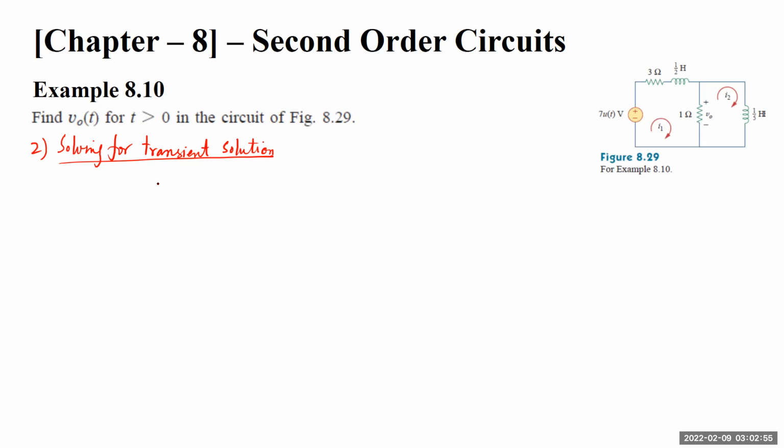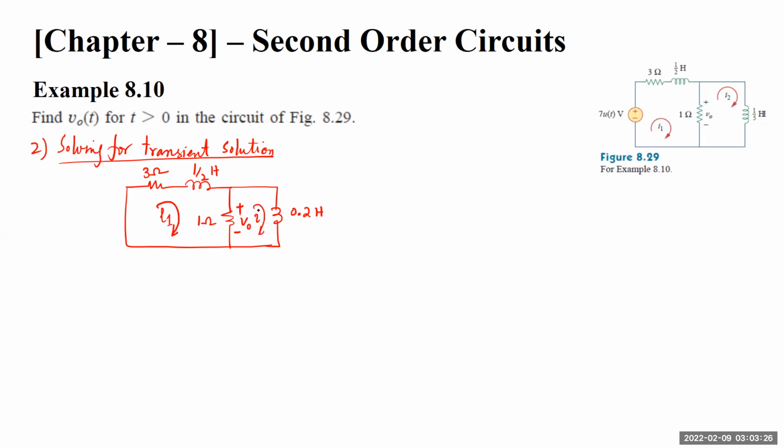For the transient solution, the first thing we have to do is ignore the current sources, or independent sources. So basically we ignore them and draw the circuit without them. Our circuit would look something like this. This is how our circuit will look. This is my loop 1, L1, and this is my I2, this is my I1.